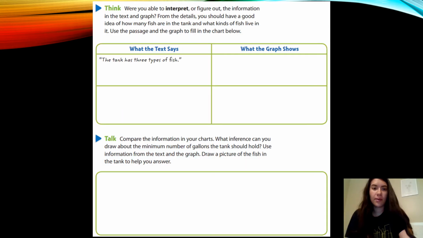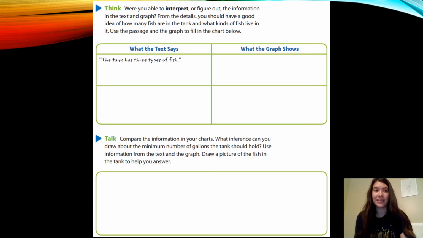Think. Were you able to interpret or figure out the information in the text and graph? From the details, you should have a good idea of how many fish are in the tank and what kinds of fish live in it. Use the passage and the graph to fill out the chart below. So it started us out already with what the text says. First, the tank has 3 types of fish. It doesn't tell us the names of the types of fish in the text, but if I look at the chart, I can see what the names of the fish are.